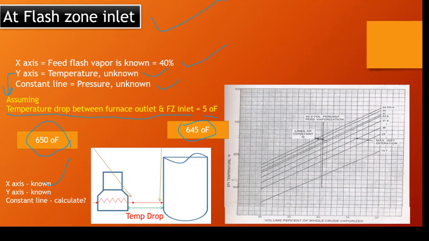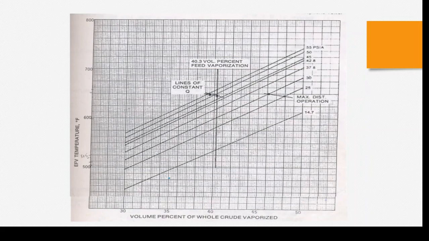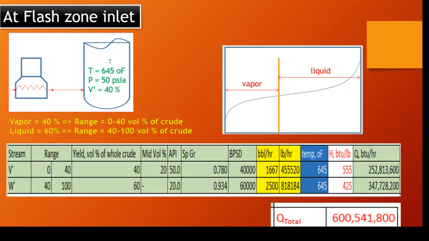So x is known, y is known, we have to find out the constant line. Let us look how. This is our graph. X is known, it is 40. Y is known, it is 645. These two values intersect at this point, and that is very close to a value of 50. So we can say the pressure is 50 psi absolute. Now this pressure is calculated. So all these three parameters are calculated for the flash zone inlet.